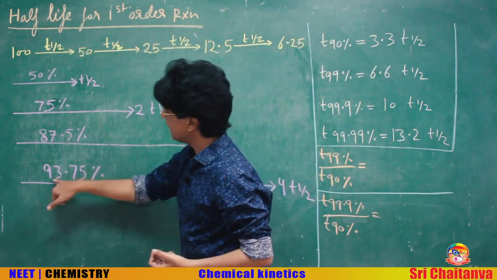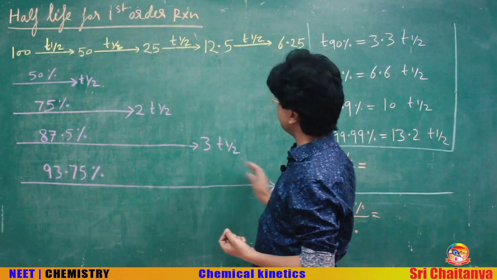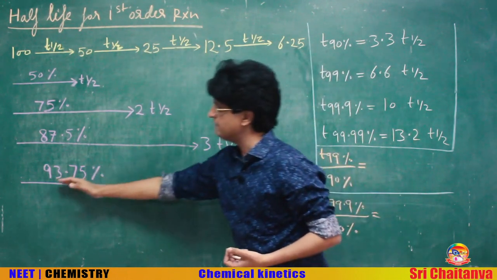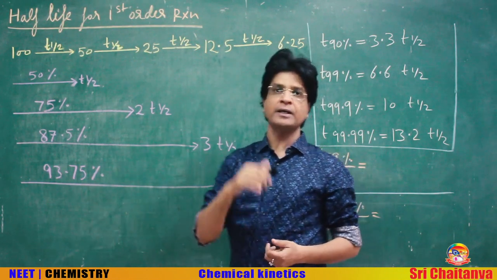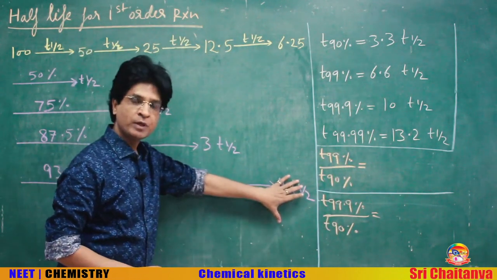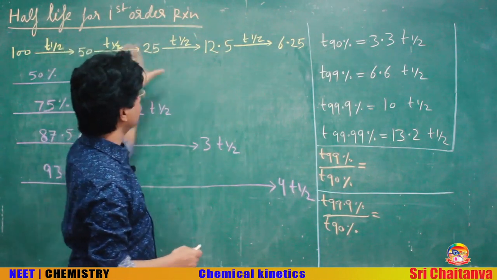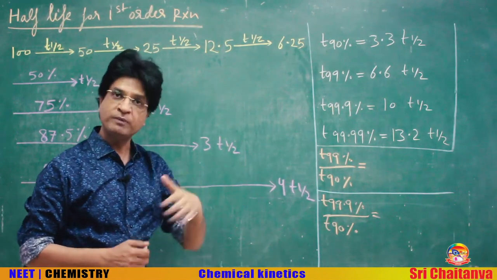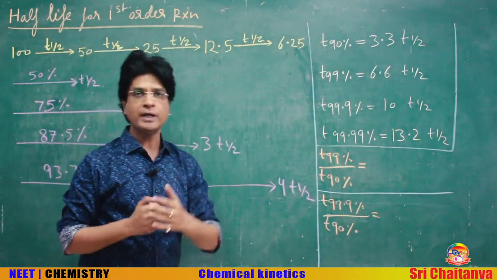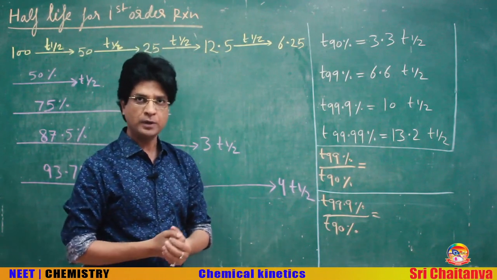Similarly, to complete 93.75% reaction, how many half-lives have I covered? 1, 2, 3 and 4. So to complete 93.75% reaction, I require 4 half-lives. Now these are very, very important data, because sometimes they ask you direct questions on that. If you are able to remember this data, your job will be very simple while solving questions on first order reaction. In first order reactions, remember students, it's very important that you command the half-life aspect.